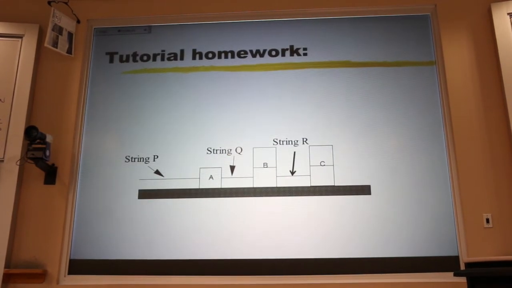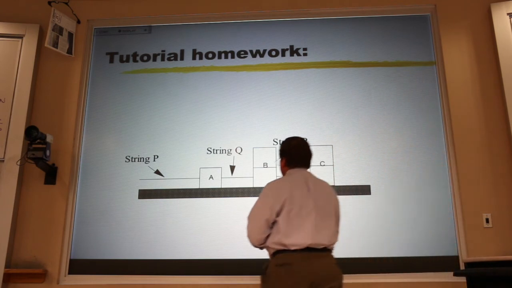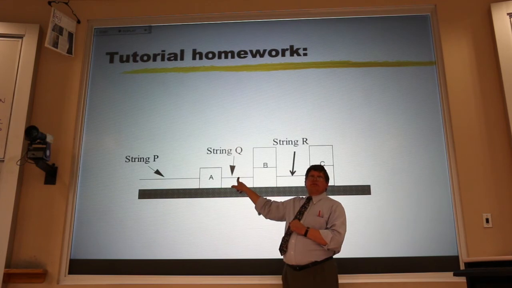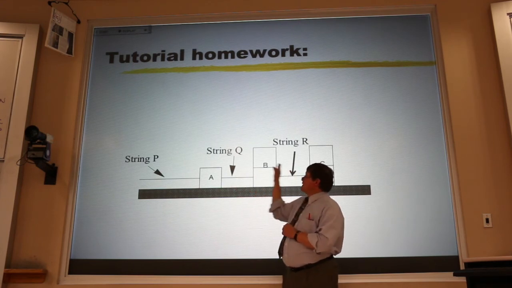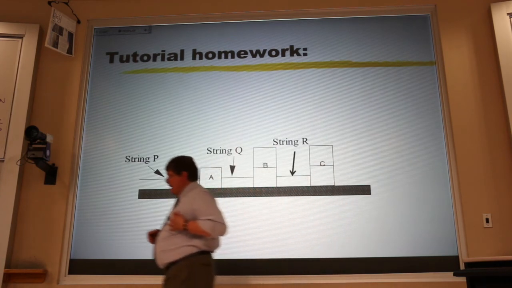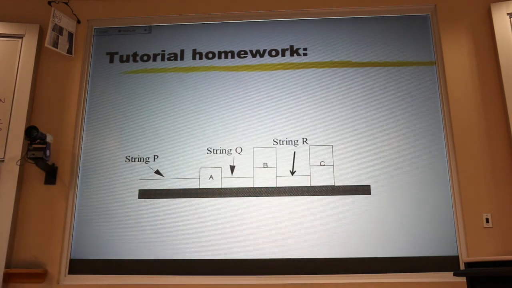You had this problem in your tutorial homework, and I fear that many of you missed the point of this problem. What you were told was that the tension in string Q was 10 newtons. And you were asked to find the tension in string P and string R. Now, what you know is that system B and system C are the same.